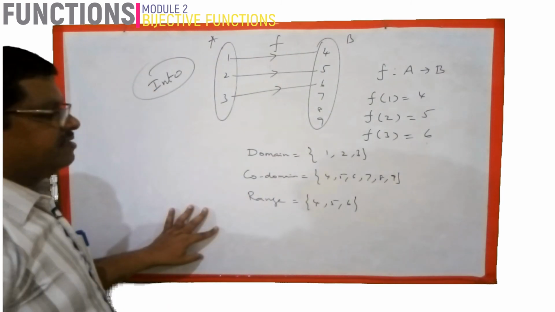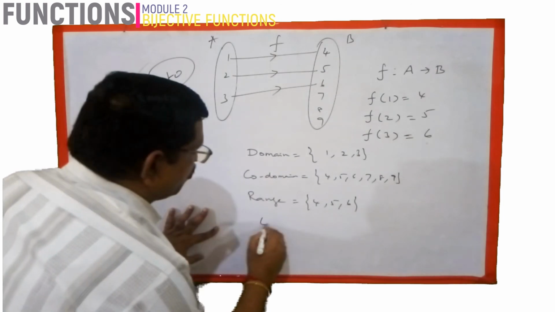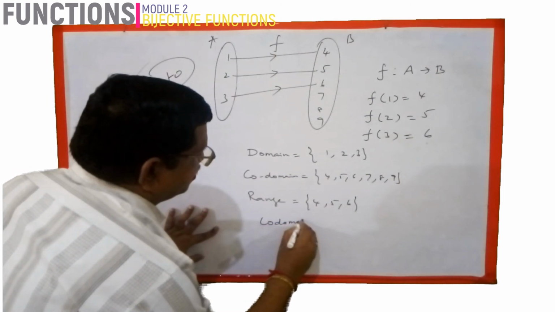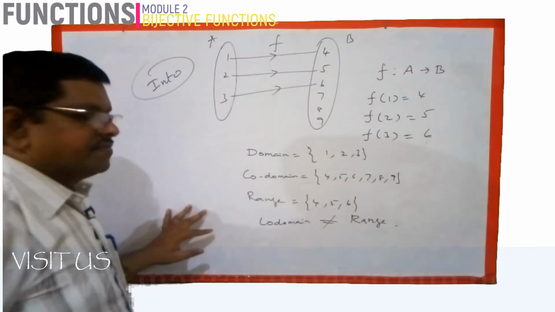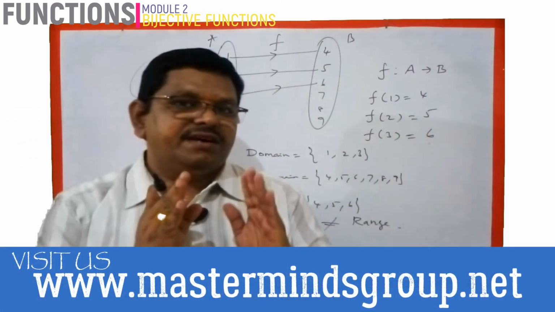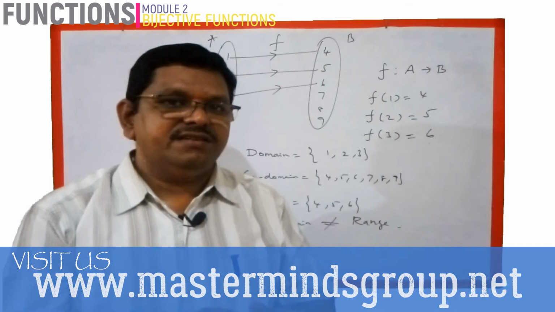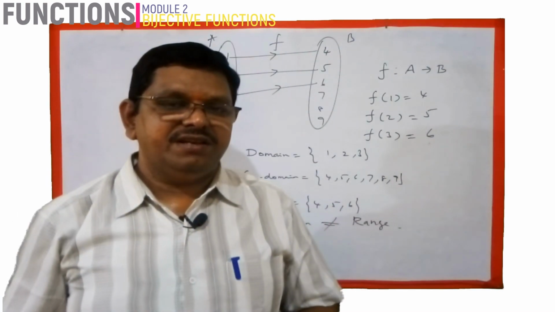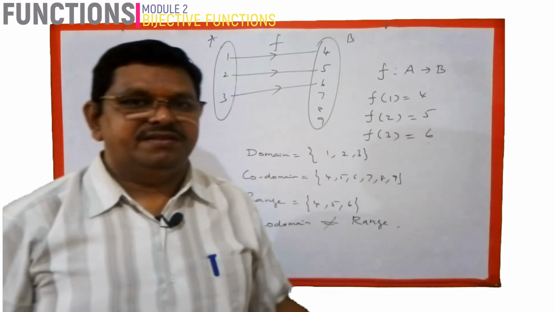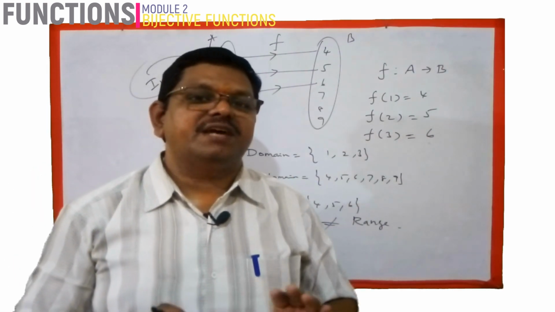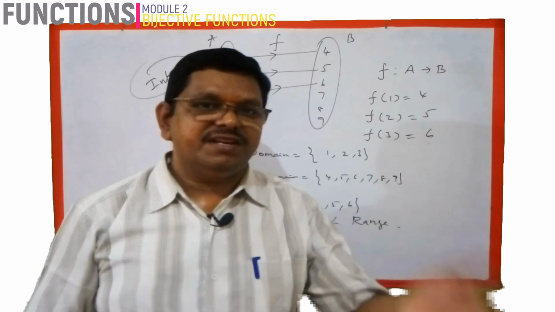Remember the condition for the into function is the codomain should not be equal to the range. Clear? So in the onto function, the codomain and range should be equal, and in the into function, the codomain and range should not be equal. So we will discuss the remaining types of functions in our next modules.